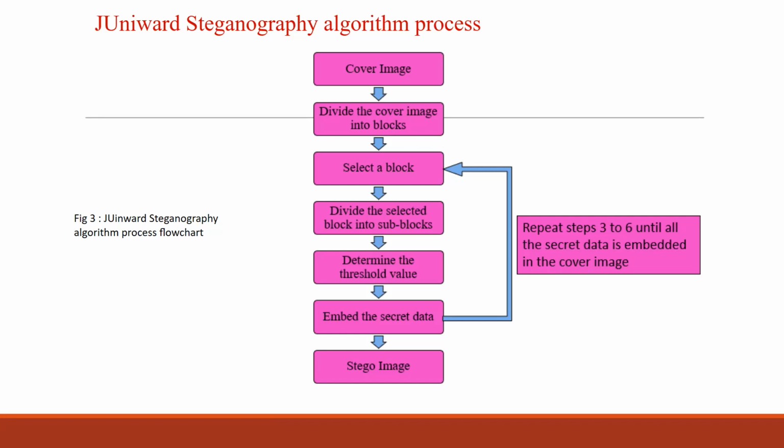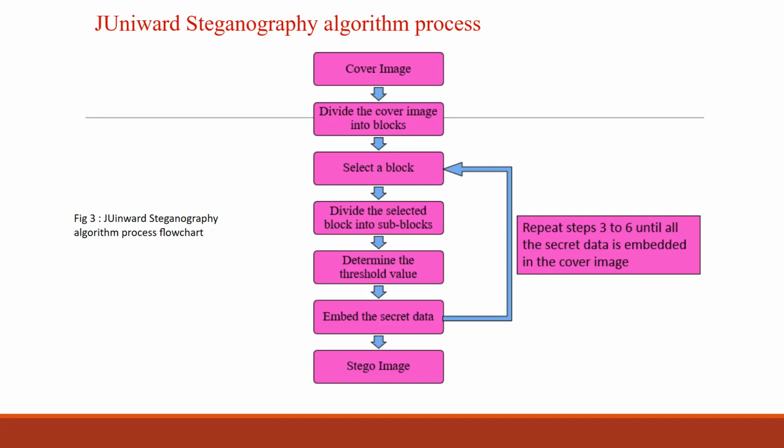The second step is to divide the cover image into blocks. Divide the cover image into non-overlapping blocks of size n by n, where n is an integer value. The third step is to select a block, that is, to choose a block from the cover image for embedding the secret data. The fourth step involves dividing the selected block into non-overlapping subblocks of size m by m, where m is an integer value. The next step is to determine the threshold value, that is, to calculate the threshold value based on the subblocks of the selected block. The next step is to embed the secret data.